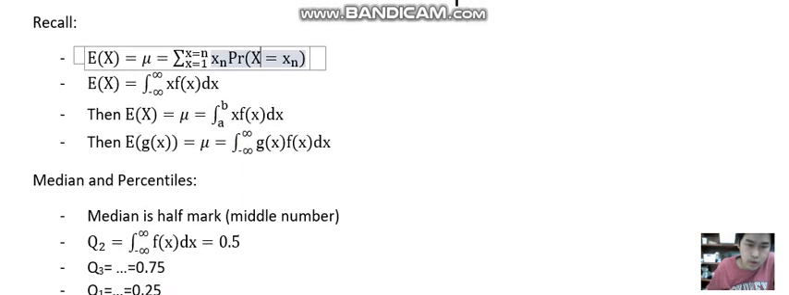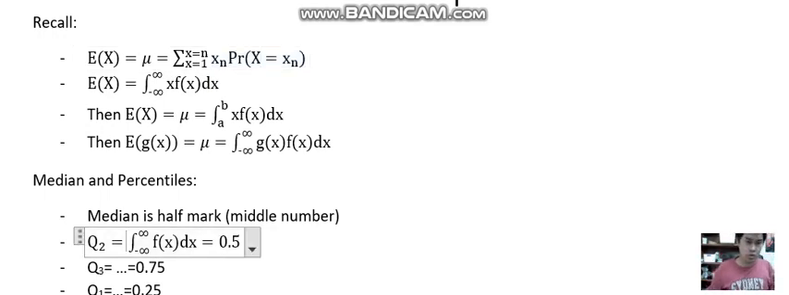Continuing on, we talk about the median and percentiles. The median, as you recall, is the half mark, so the middle number. If I have five pieces of information and I put them in order, the one in the middle will be the third value, and that's the median. That's expressed as the second quartile. A quartile is every quarter, every 4 parts. So the median is 2 quarters, hence quartile 2, and it's written in this notation here, Q2.